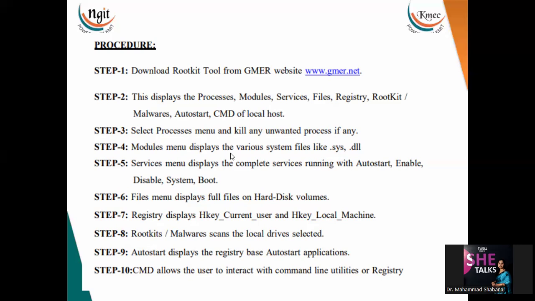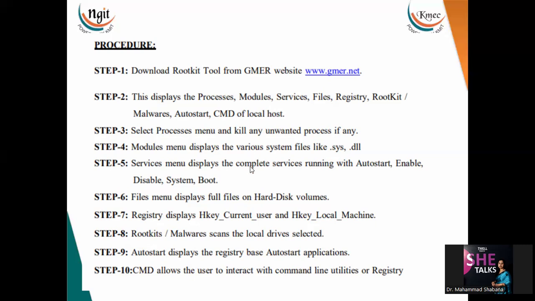In step 4, the modules menu shows a list of system modules, for example, .sys and .dll files loaded into memory. Suspicious or unexpected modules might indicate the presence of a rootkit, as rootkits often hide within such files to evade detection.